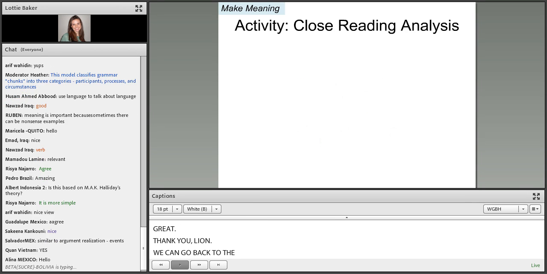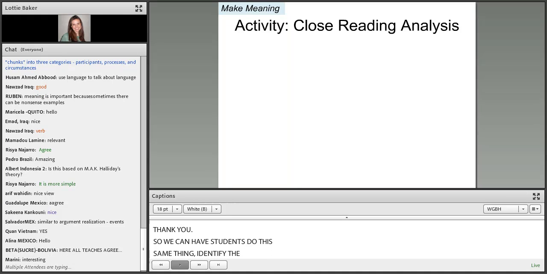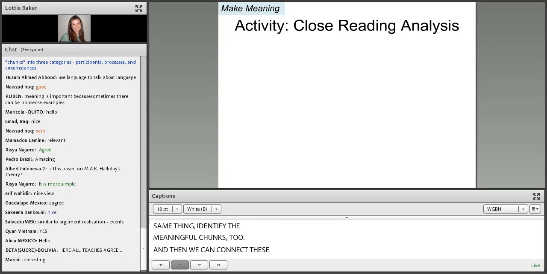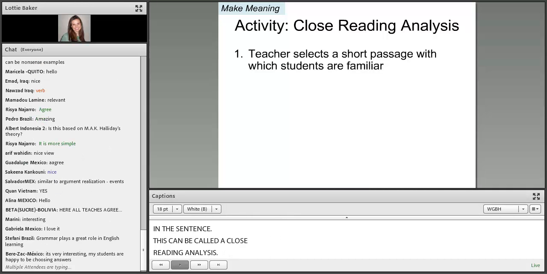All right, thank you. So we can have students do the same thing and identify these meaningful chunks too. And then we can connect these chunks to how they make meaning in the sentence. This can be called a close reading analysis. To do this, as a teacher, you will first select a short passage.